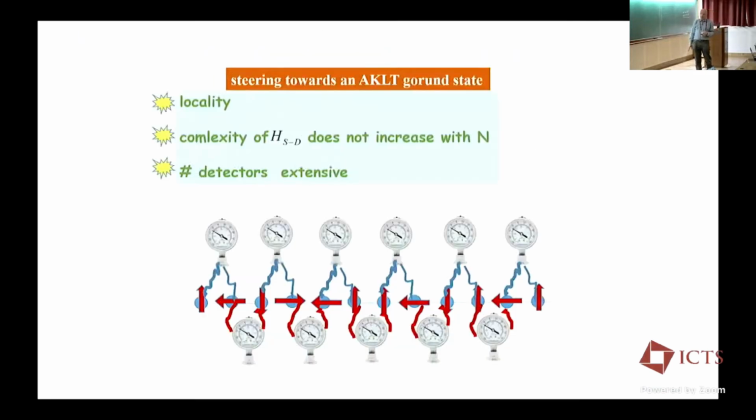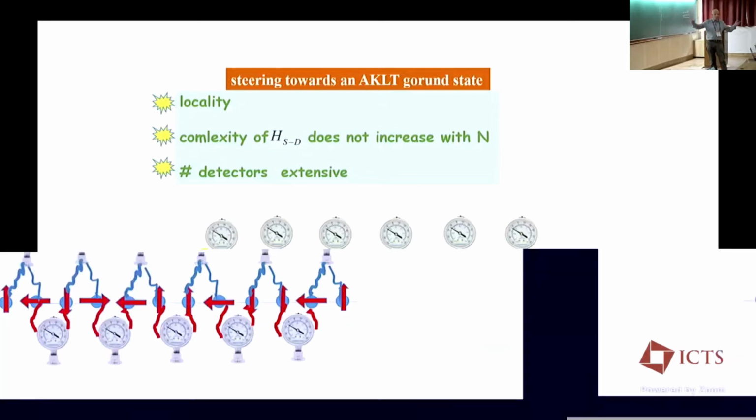So in principle, my steering should look like that. I have this chain, and I have a set of detectors, and here are three requirements which are very reasonable and make it interesting, non-trivial, and also, in principle, experimentally doable. The first requirement is locality. I would like each detector to be coupled to a small segment of the chain, and the size of this segment should not scale up when I scale up the size of the system.